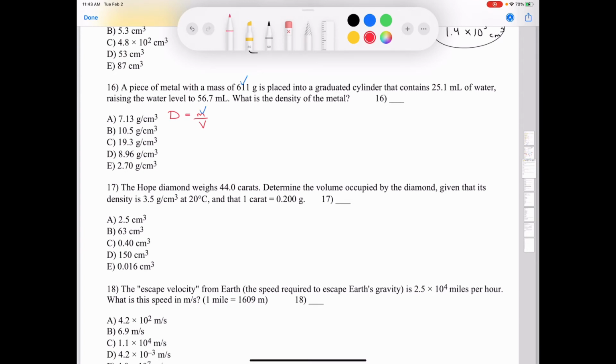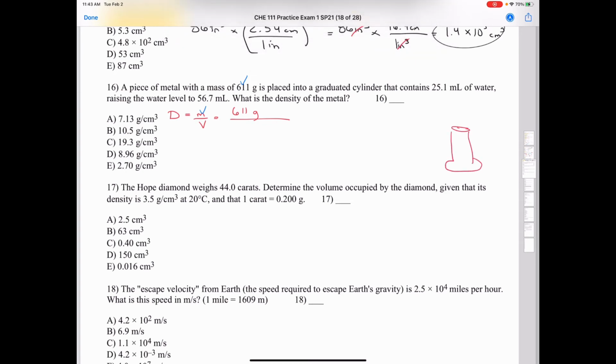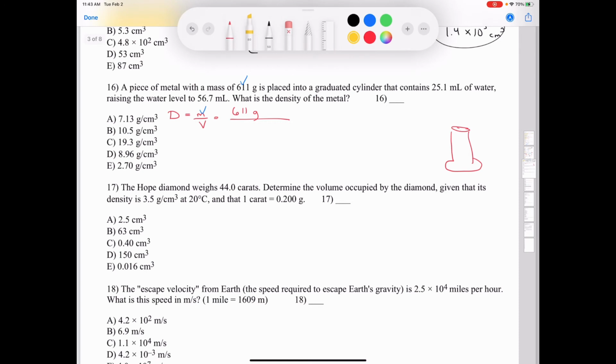Well, you need to think about it this way. First, let's put in our mass, and let's talk about the volume. When we had our graduated cylinder, it's got a certain amount of water in it. But then once we put the piece of metal in there, we see that the water level increases, right? It goes from 25.1 to 56.7 milliliters. So that means the difference between those two volumes is the amount of space that the piece of metal took up.